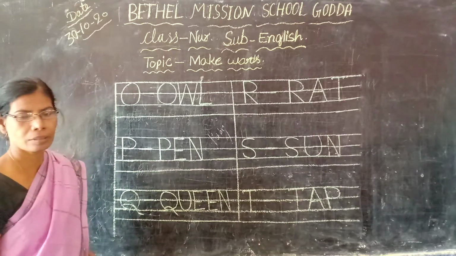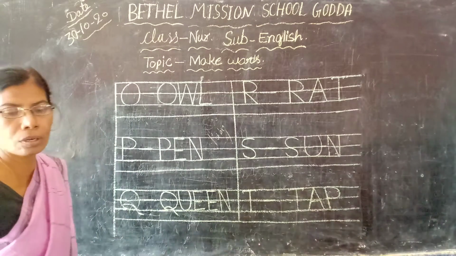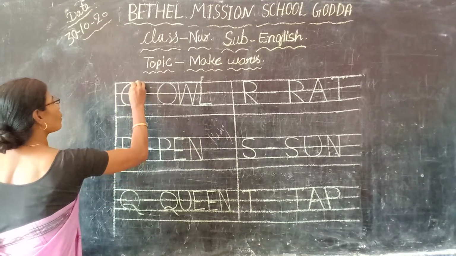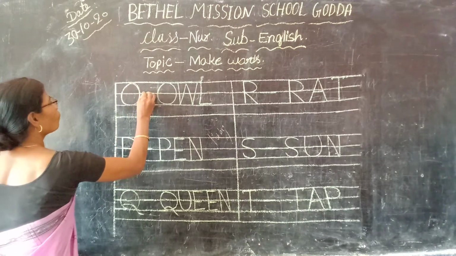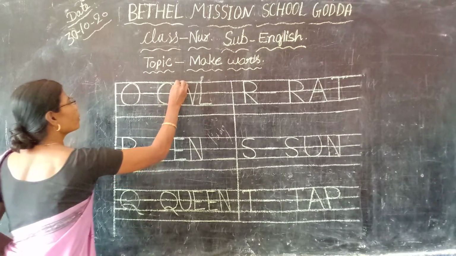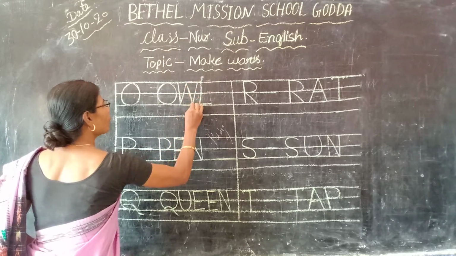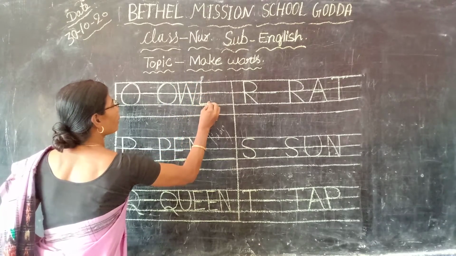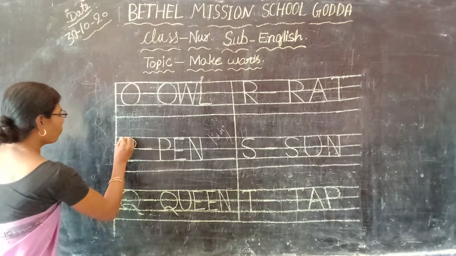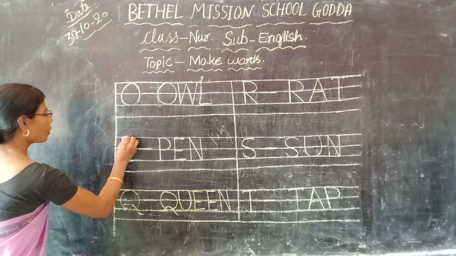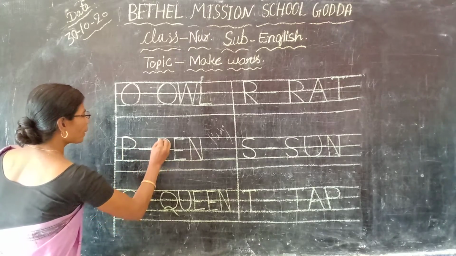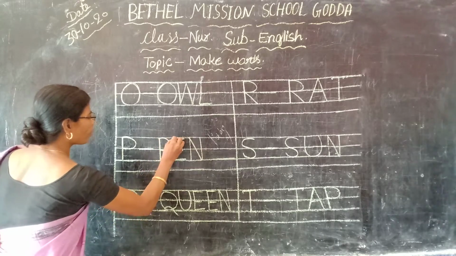Okay, repeat again. O, this is letter O. O for owl. O, W, A, owl. Owl means ullu. P for pin.